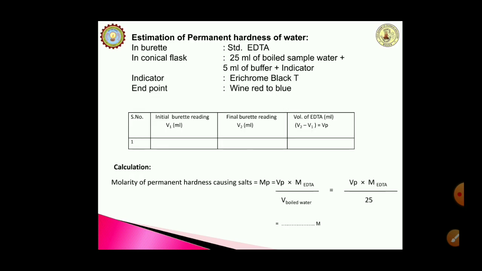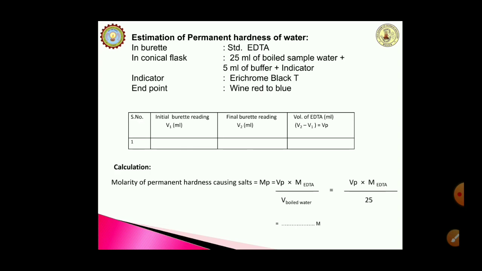So we will be recording the burette reading in this table, and then we will be using this reading to calculate the molarity of the boiled water. To determine the molarity of the boiled water, the equation which has to be used is of the M1V1 = M2V2 type, and then we have to put Vp, that is the volume of EDTA consumed for boiled water titration, times the molarity of EDTA which we have calculated in part B, divided by the volume of boiled water which we have taken, and that is 25 ml.